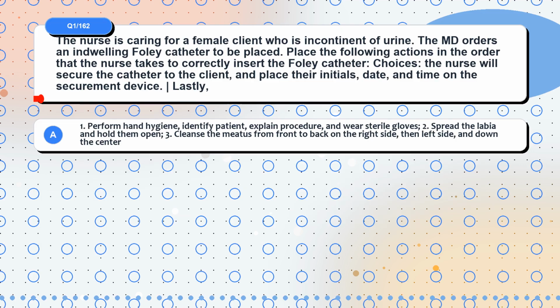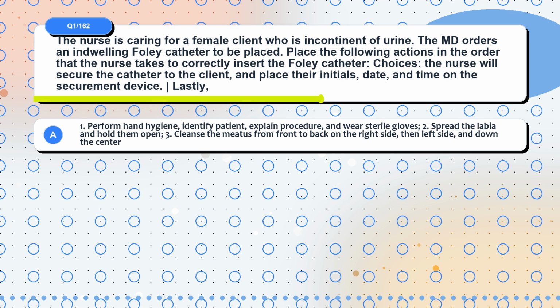Question 1. The nurse is caring for a female client who is incontinent of urine. The MD orders an indwelling Foley catheter to be placed. Place the following actions in the order that the nurse takes to correctly insert the Foley catheter. Choices: the nurse will secure the catheter to the client and place their initials, date, and time on the securement device. Lastly, here are the options.